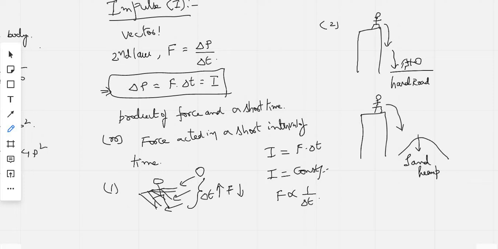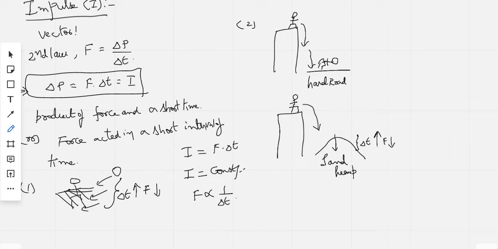So when you're going through the sand, you're increasing the time of fall. As the time of fall increases, as you know, the force of impact decreases. So that's why no injury happens in this case, and hence the impulse remains constant. These two examples tell us that when the impulse remains constant, force and time are inversely proportional. And this is how you can discuss many examples in real life situations.